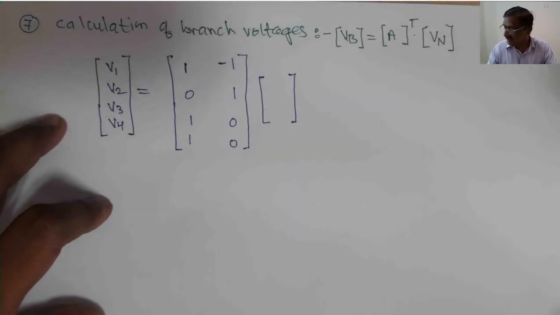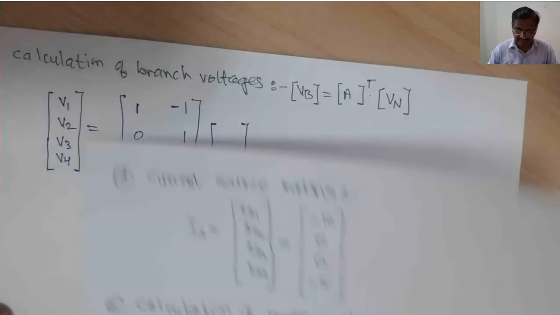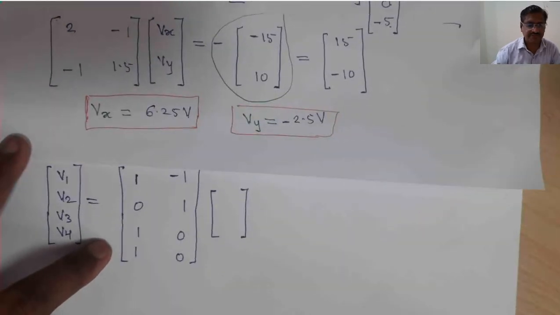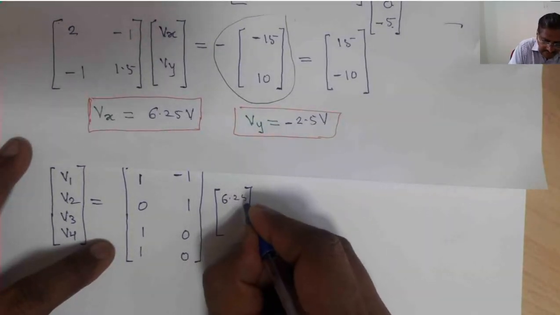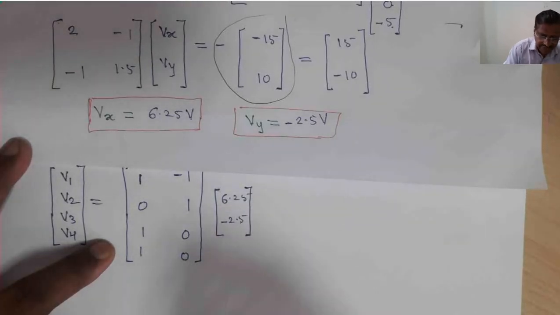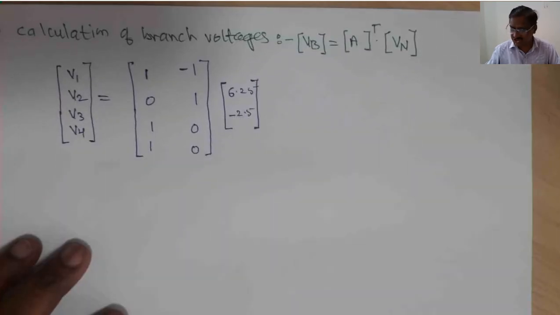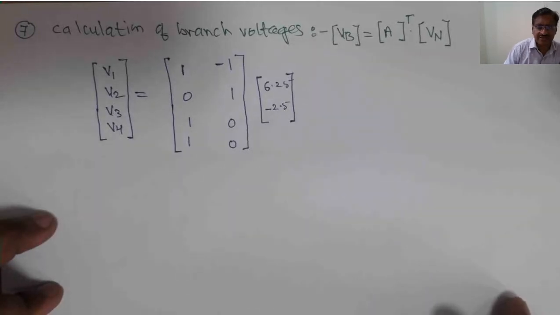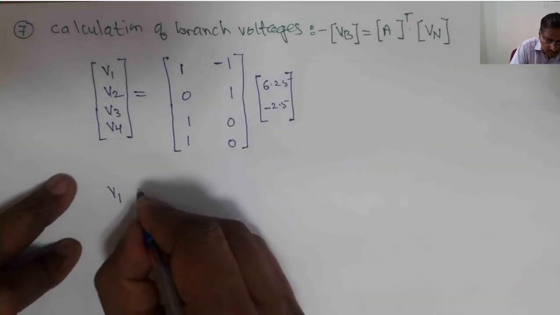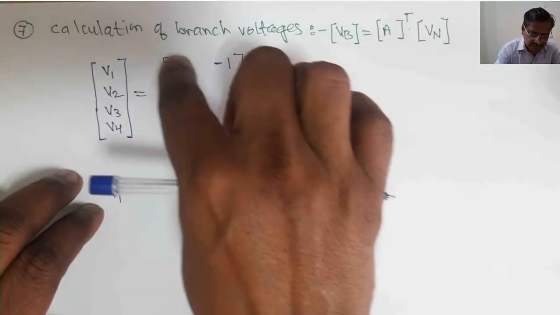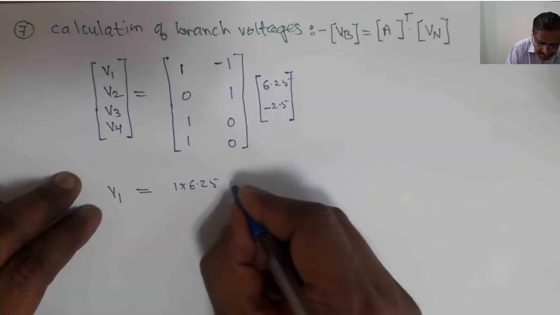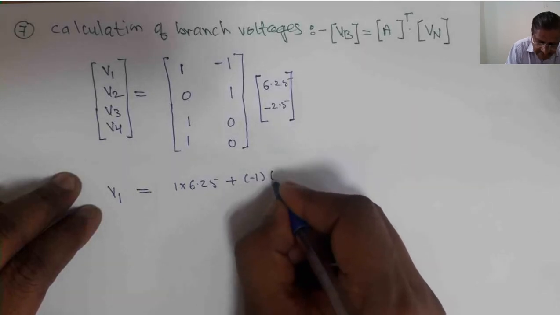The value of Vx is 6.25 and the value of Vy is minus 2.5. Now that we know these potentials, we can find the branch voltages V1, V2, V3 and V4. First I will start with the calculation of V1. V1 is equal to the first row: 1 into 6.25 plus minus 1 into minus 2.5.